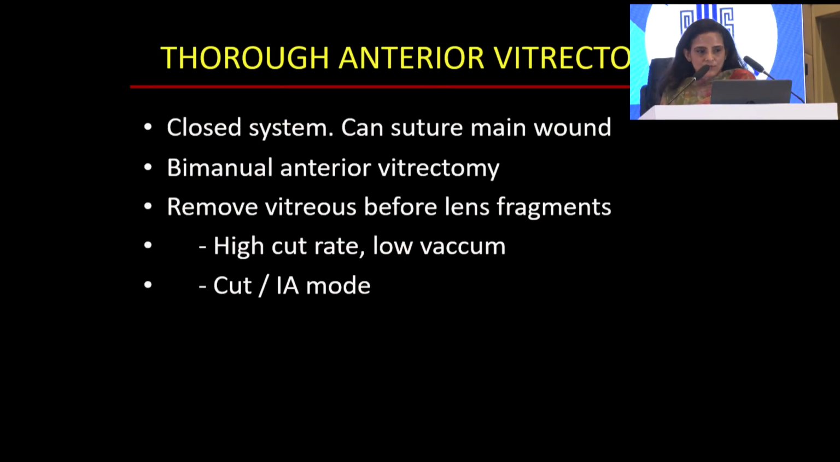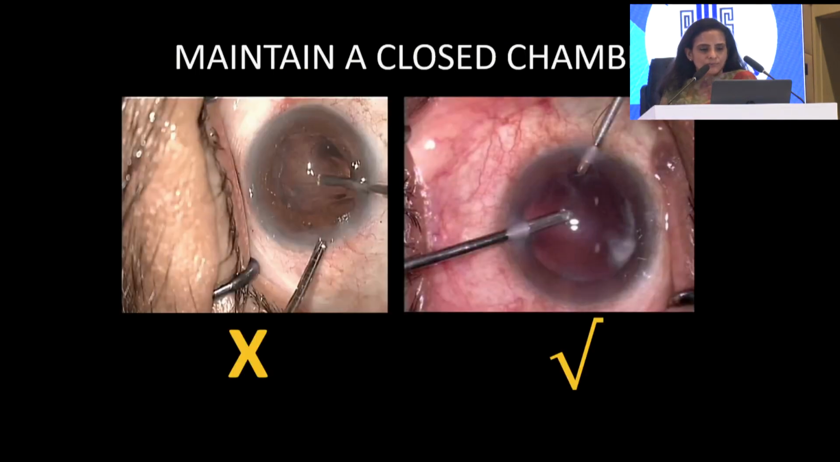The anterior vitrectomy that needs to be done has to be done in a closed system. So before starting anterior vitrectomy, do suture the main wound. Always do a bimanual anterior vitrectomy. Remove the vitreous before you remove the lens fragments, otherwise your vitreous will get captured into your phacoprobe. Use a high cut rate and a low vacuum when doing your vitrectomy, and use the cut IA mode.